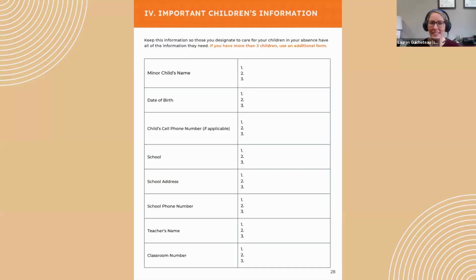This packet also has a good outline of information for the children. So for each child, you'd fill out just the important things. Where did they go to school? Who are their doctors? What's their teacher's name? Things that a relative might not know that they need if they're going to be providing childcare.